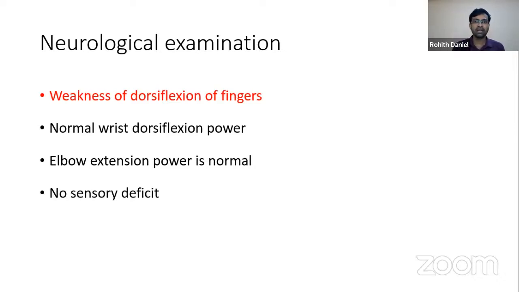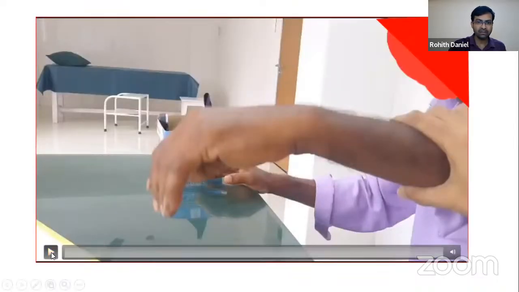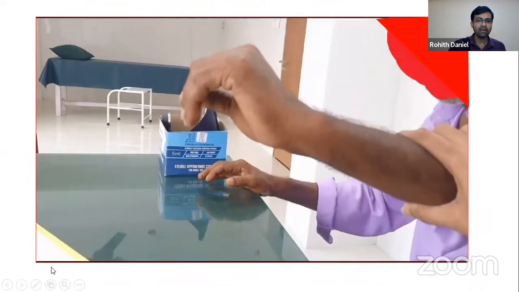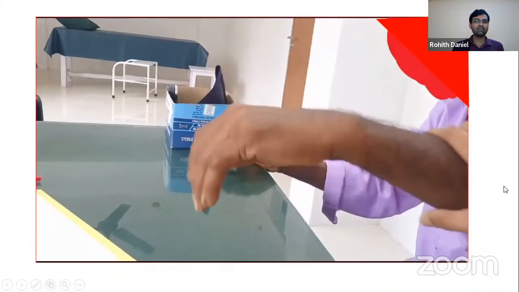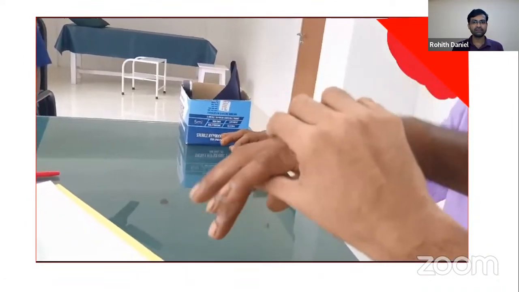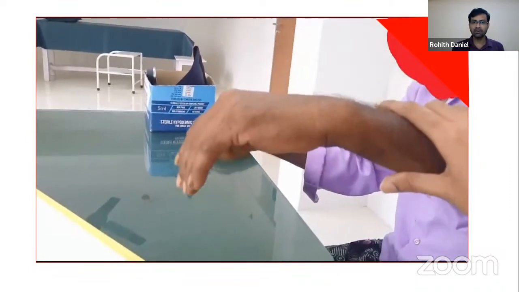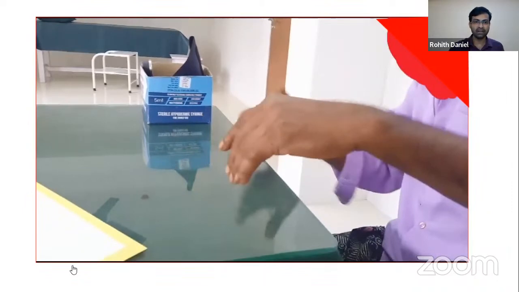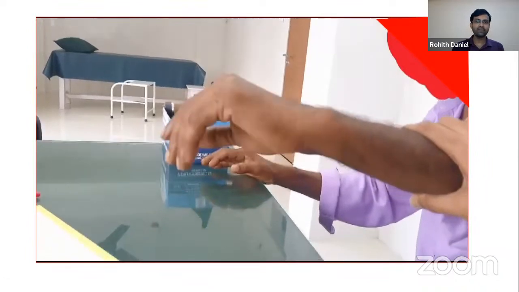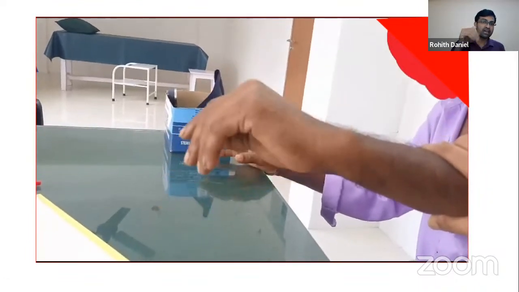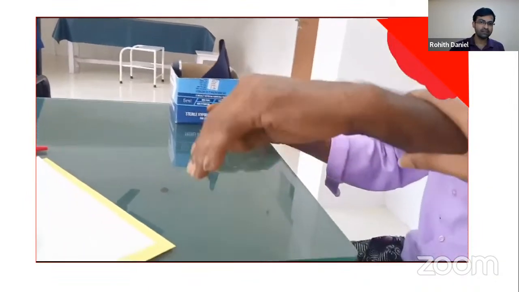That was our finding. Now, I'll share a small clinical video of the same patient. You can watch this video. While watching this video, I would like you to tell me what nerve has been injured here. You understand what I am saying here? I am specifically asking him to dorsiflex the fingers. He is unable to do that. I'll show the video once again. The patient has no problem dorsiflexing the wrist, but he has difficulty dorsiflexing the fingers, and there are no sensory deficits.